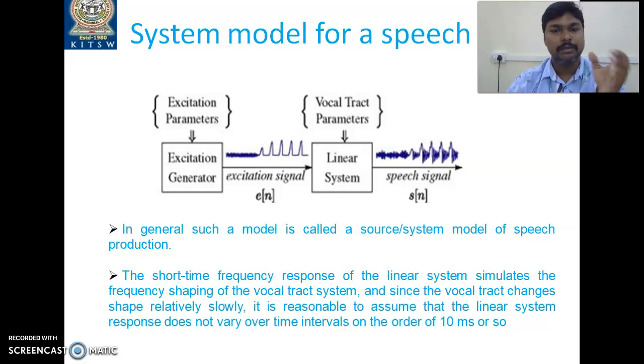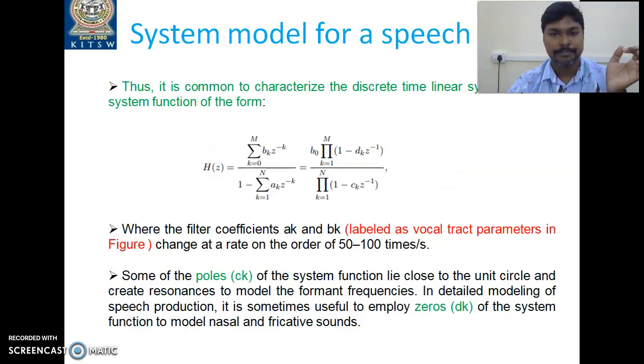And in general, we can call this kind of model a source system model of speech production. Okay, so the way we are generating the signal from the vocal cords, the way the signal is traveling through the vocal tract, and the way we are getting the speech signal through the lips. So these are the three important points we need to remember. Okay, so as an example, this is a complete model we can easily witness: the excitation generator block, the linear system, and the way we are getting the signal at the output of the system.